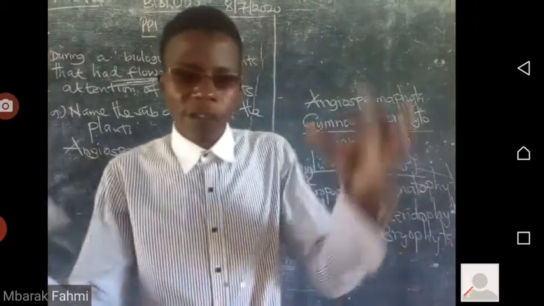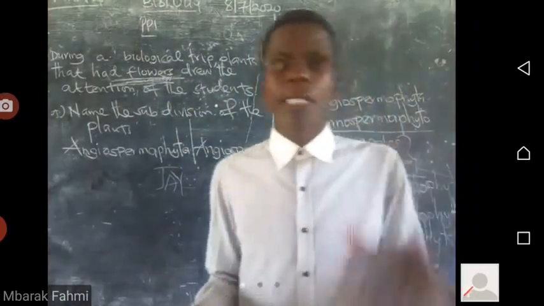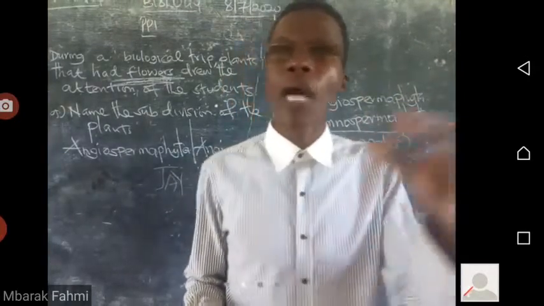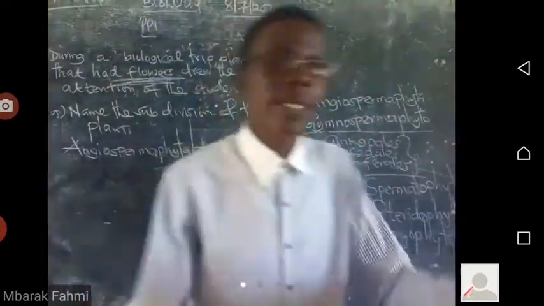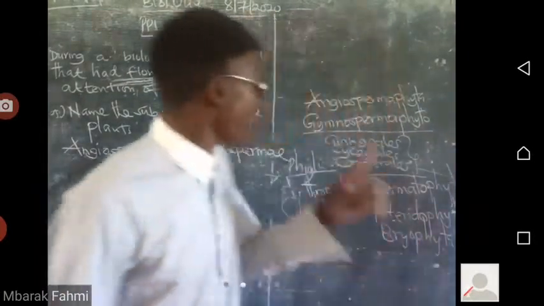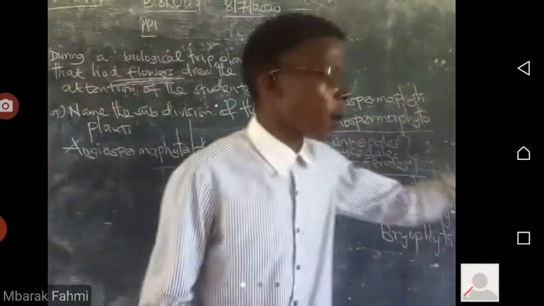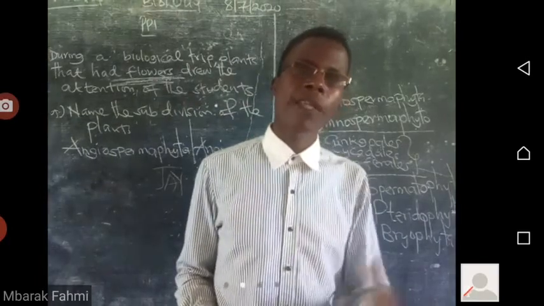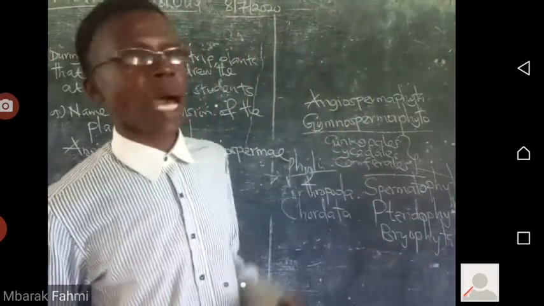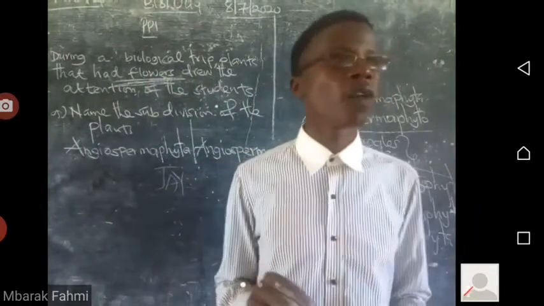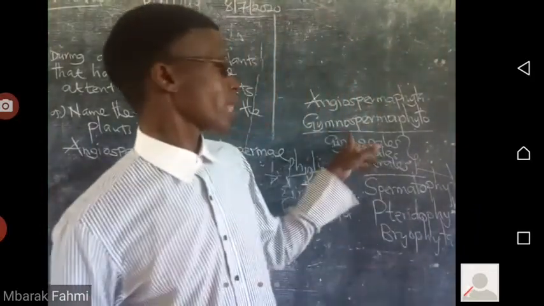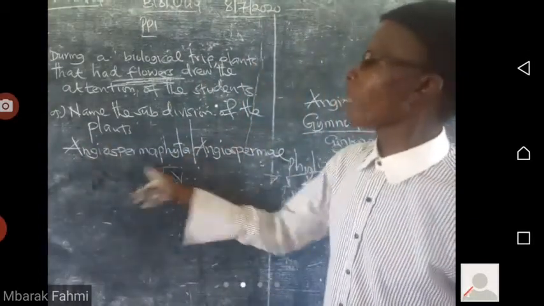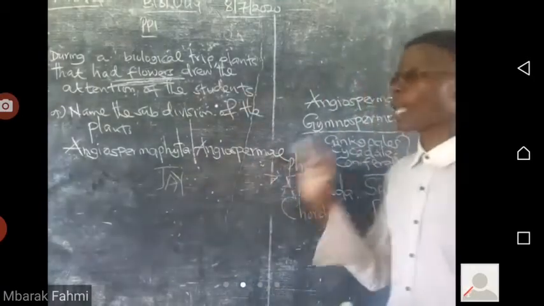And after knowing that they are seed bearing, you ask yourselves, are they bearing flowers or do they bear cones? Now, if they bear flowers, you should know that they are angiospermophyta. But if they are bearing cones, like for example the pines and the cypress trees, and the cones are of two types, we have both the female cones and the male cones, so that is under the gymnospermophyta. So our answer for this particular question will be angiospermophyta, or we can say the angiospermine.